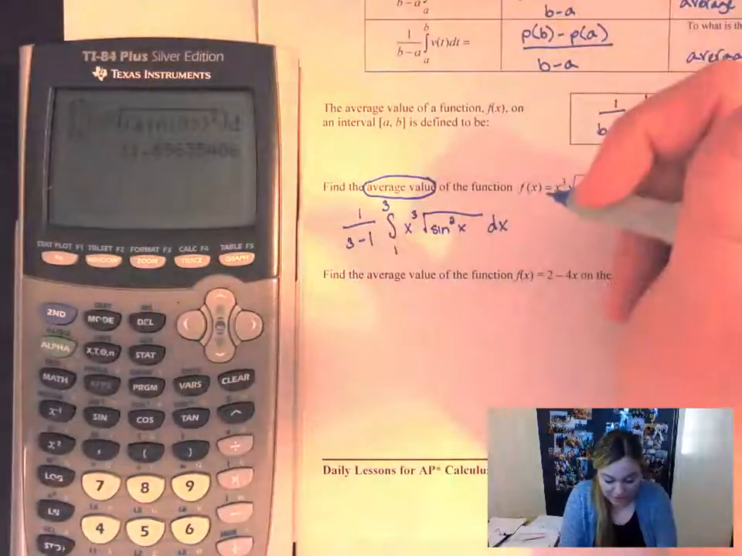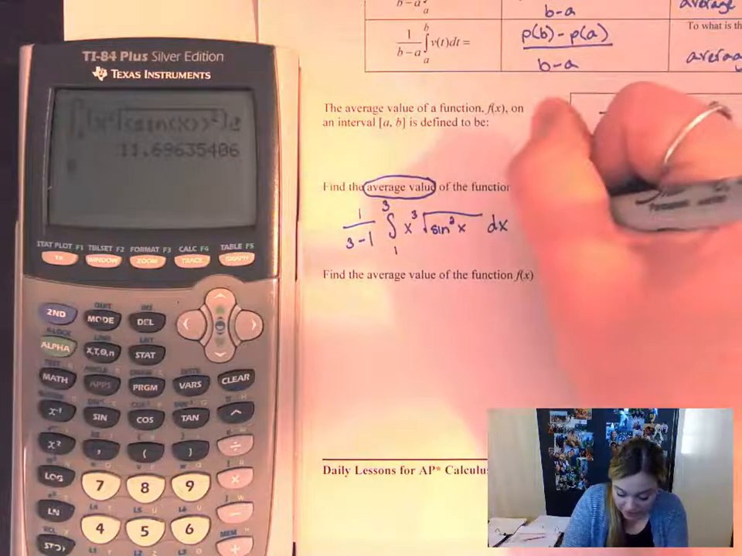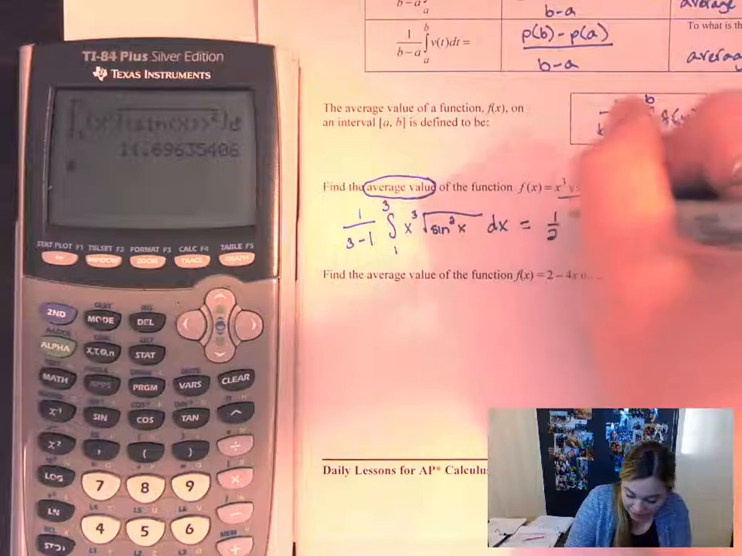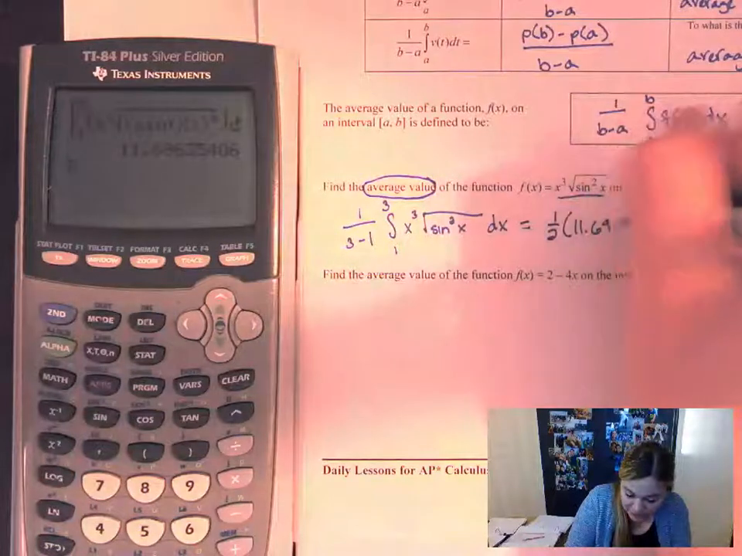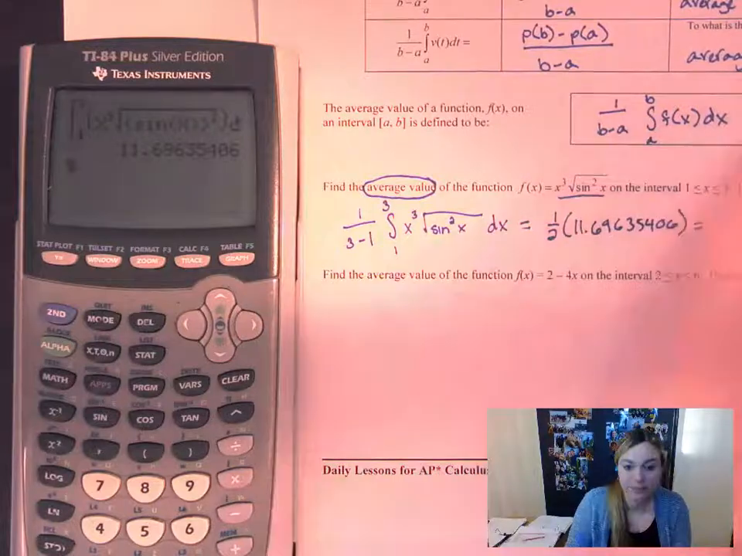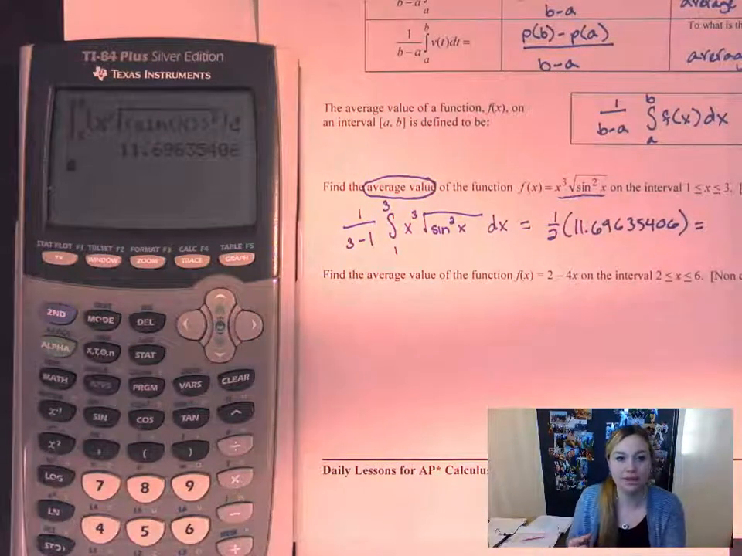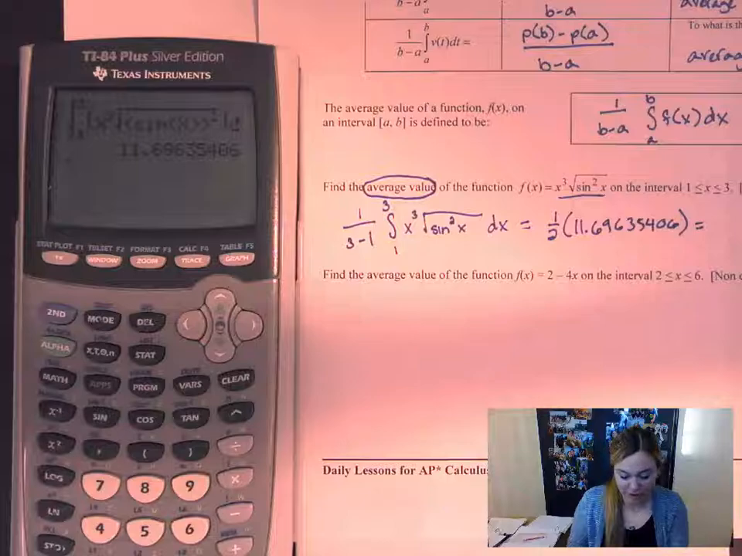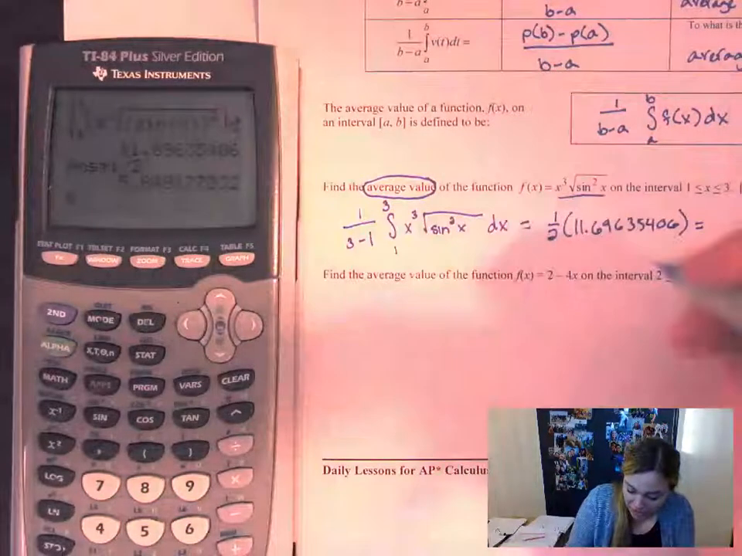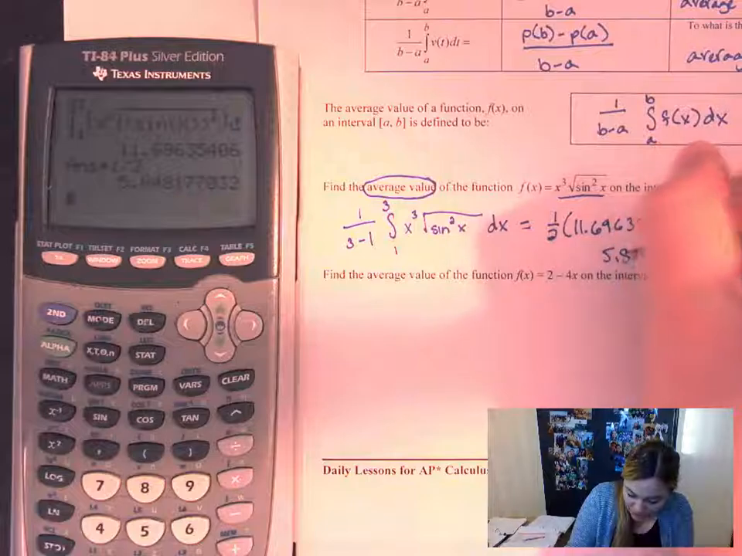And I get this, and I see, okay, I've got 11.69635406, but don't forget about multiplying that by 1/2. I'm not truncating or rounding until the very end of this, but I'm doing times 1/2. Now I can do 3 places after the decimal.